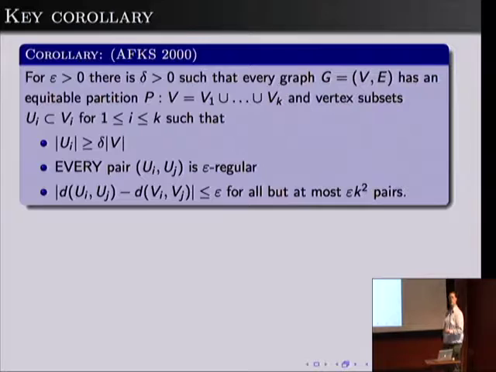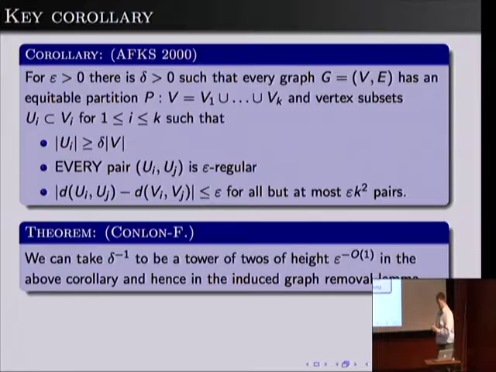And it further has the property that the density between almost all pairs U_i, U_j and V_i, V_j differs by at most epsilon. So for most of the pairs, the density between the small subsets is the same as between the larger subsets that they're contained in.